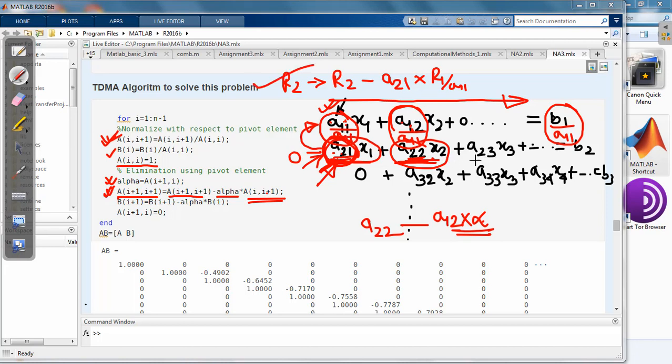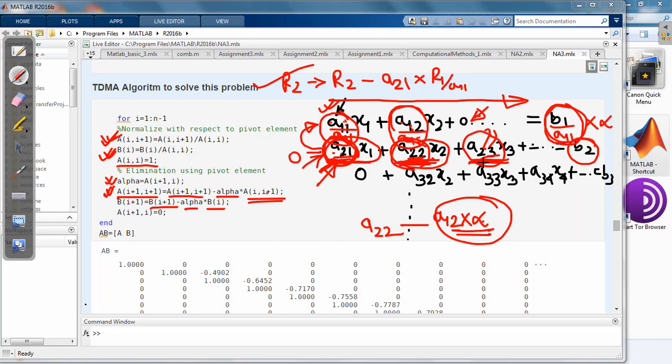Then what else? You need not do anything with this value, because here it is 0. So whatever you multiply with 0, it will become 0. So if you subtract, everything will be 0 here. So you need not do anything with a23. The only thing that you have to do is with b2, because the same thing you have to do with b2. You have to multiply it by alpha, and b2 minus, so previous b2 minus alpha into the new b1 that you have already created here.